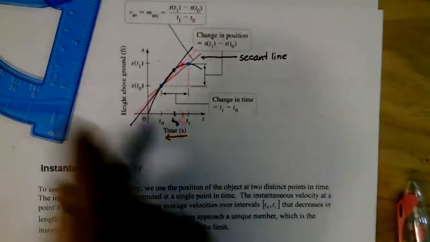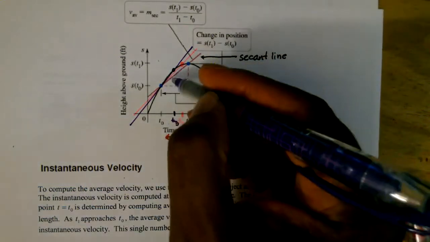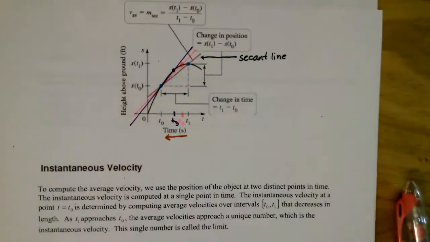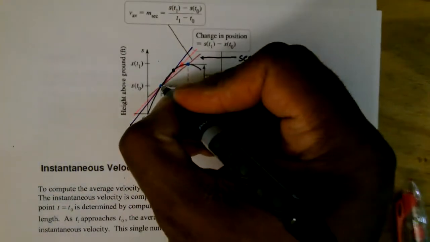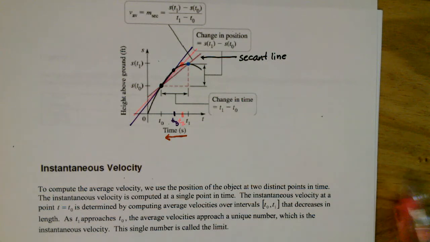Okay. As you can see there, it's getting smaller and smaller and smaller. It's getting closer and closer to this point right here, to T sub 0. And it will end up being the tangent line. And of course, the tangent line, by the way, is the point where the graph of the line touches that curve, because tangent lines always touch.